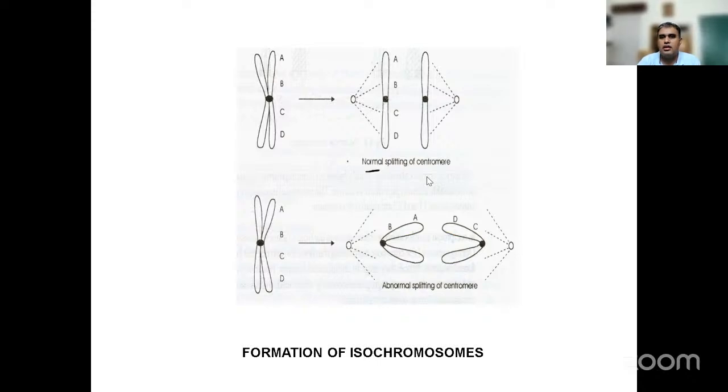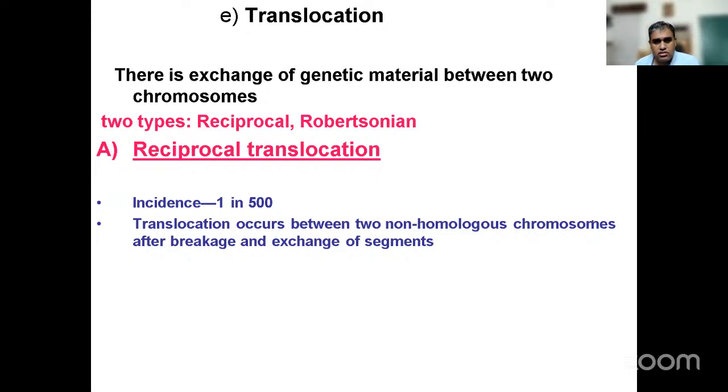Okay. Fair enough. Let's move back over here. So we are into isochromosomes, and then finally we have translocation. There's exchange of genetic material between two different chromosomes. Either it can be reciprocal or Robertsonian.